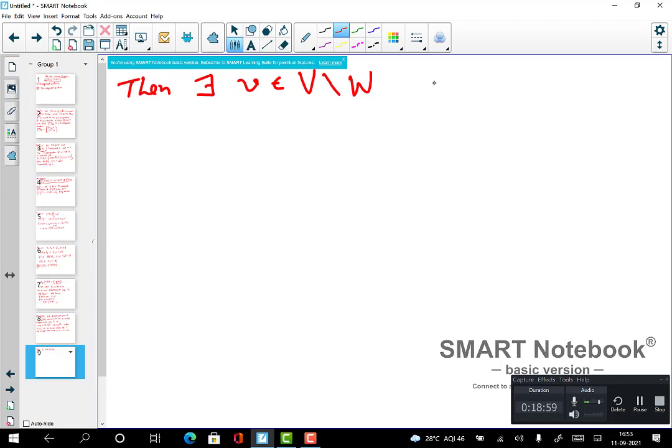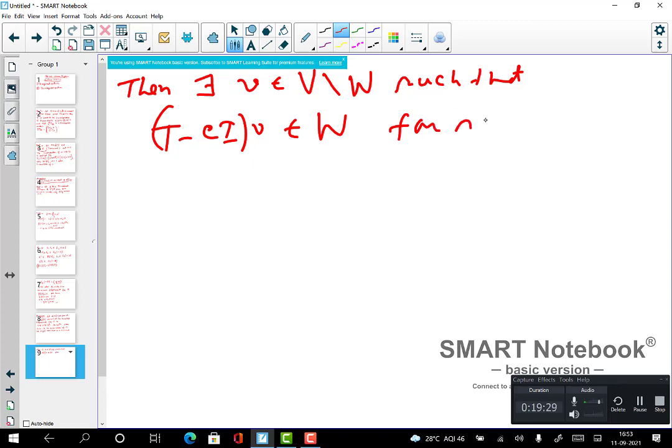But this vector has a very nice property. What is the property? Such that when you apply T minus c_i I, maybe I should say c I of v, this is an element of W, for some c equal to c_i. So c is a characteristic value, an eigenvalue.